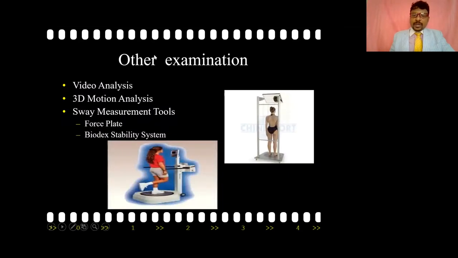Other than these, we can do many other examinations and special tests, such as video motion analysis, video 3D analysis, and also some sway measurement tools. These equipments are so expensive. In skill labs or research labs, they are useful for research purposes, to identify a particular skill. Slight differences can be found in 3D video motion analysis, not only for disabilities but also for sports persons, to see how their performance can be improved. While training, they check which muscles are overactive and which muscles are less active using video motion analysis.